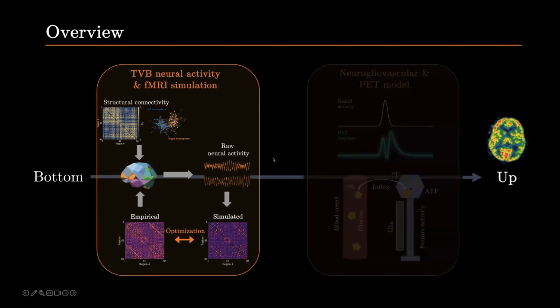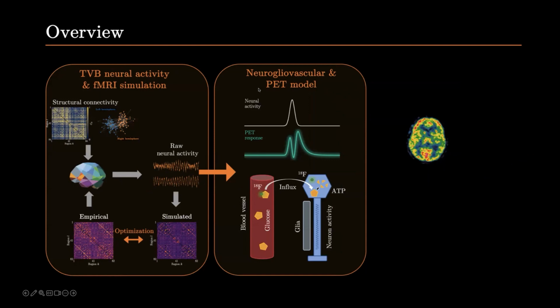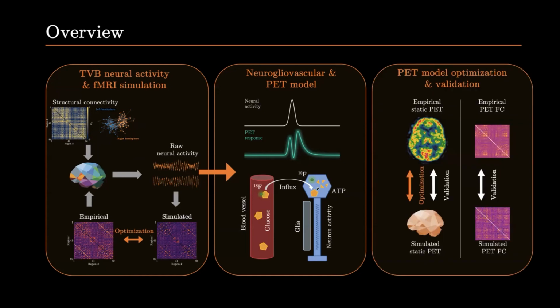Okay, let's put this into perspective of our whole pipeline. We have our neurogliovascular and PET model, which takes neural activity and outputs a PET response. And we have a block which produces neural activity. So we can use this neural activity which we produce from the optimized TVB simulation to plug it into our PET model. Okay, and the PET model will output something. But as I said before, the PET model has parameters which need to be tuned as well. For this, we need PET data.